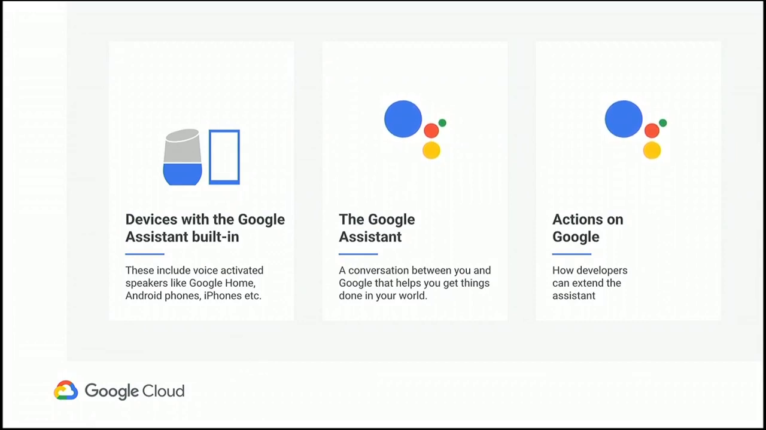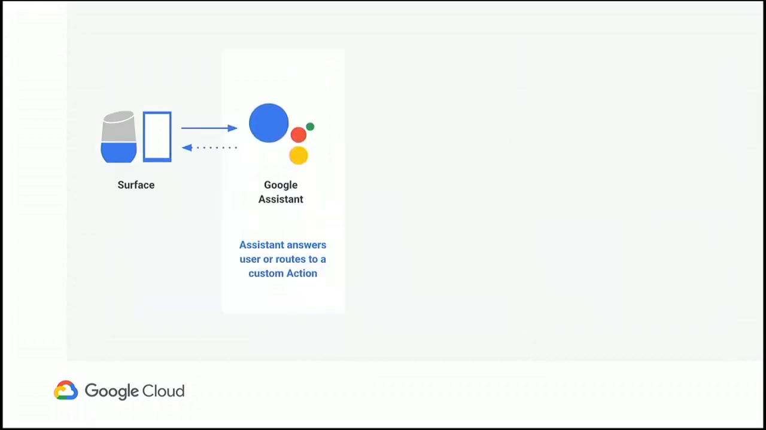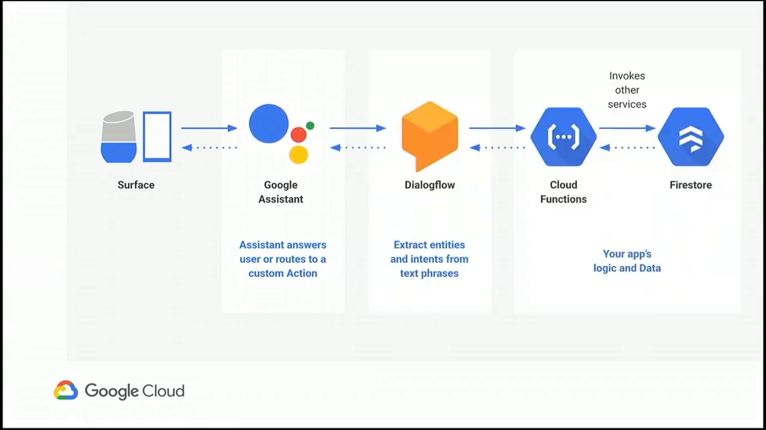So I'm going to show you a voice interface for talking to our soft serverless ice cream shop. And how it works, so first you have the surface that talks to the Google Assistant. The Google Assistant decides, are they talking to me directly as the assistant, or is this something I can handle? And if so, it responds immediately. But if they're trying to talk to your specific action, or it's something it can't handle, it will reach out to your actions on Google, which consists of a couple of parts.